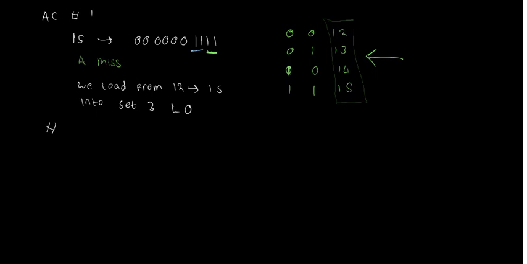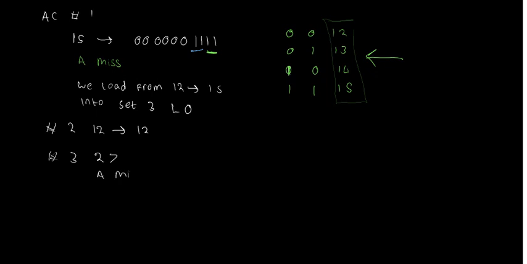Access number 2, we're loading a 12. This is a hit because we just loaded it in there. Next thing is number 3. What we're getting is a 27. Remember our cache was originally empty and we haven't even loaded in this one, so this is a miss.